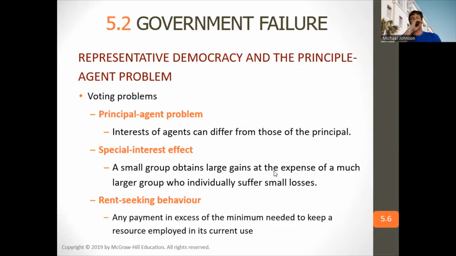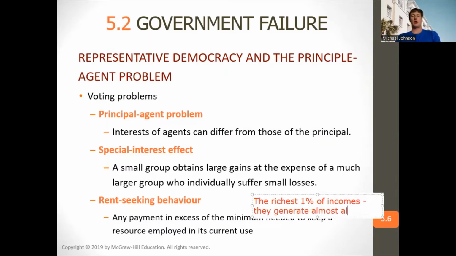And then, special interest effects. So a small group obtains large gains at the expense of a much larger group who individually suffer small losses. So in this case, like wealthy people, like the richest 1% of incomes, they generate almost all of the wealth, and the lowest 99% of incomes will generate much less.